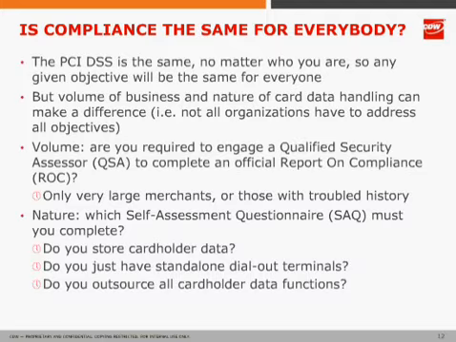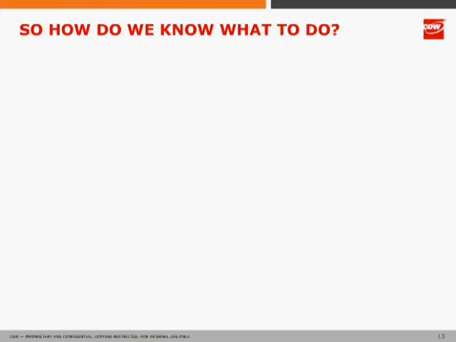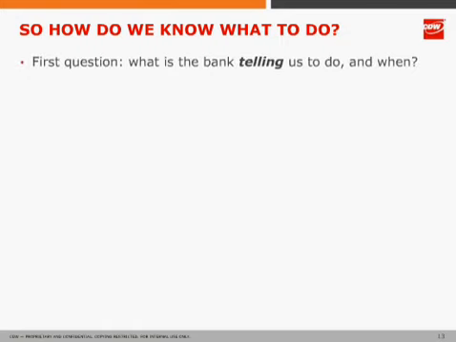All right, so how do we know what we need to do, right? That's the next logical question. Where are we headed from here? First question, what is the bank telling us to do? And when are they telling us to do it? There's really no getting around this. You could try arguing with your bank, but it generally doesn't work. So if they tell you in a letter you have to use a QSA, well, by golly, you're probably going to have to use a QSA. And if they tell you you have to do it by this date, that date probably carries some weight.